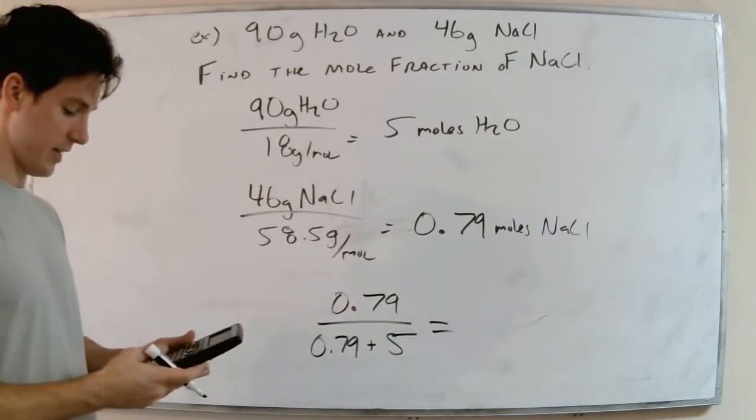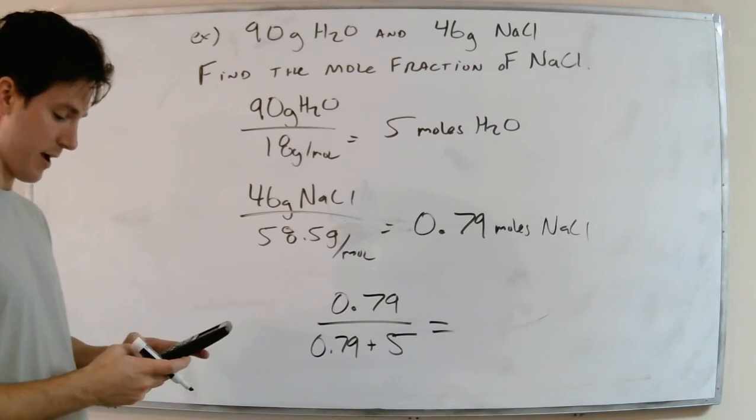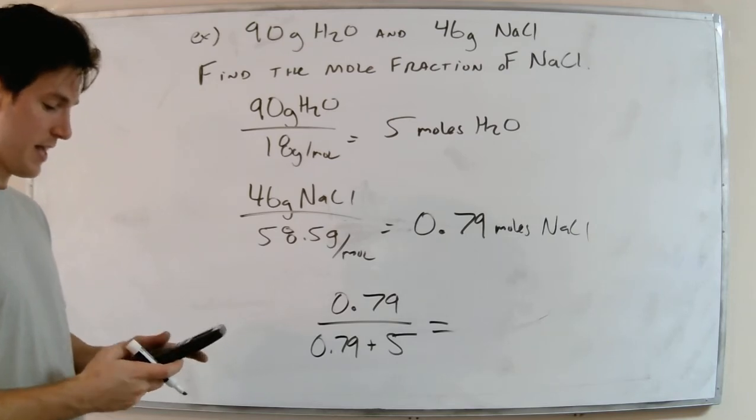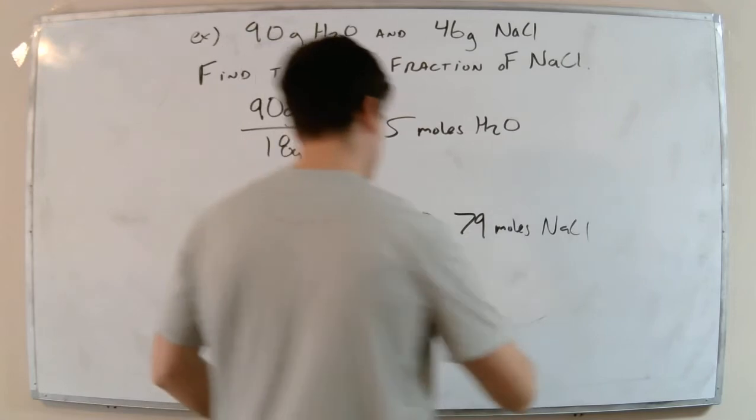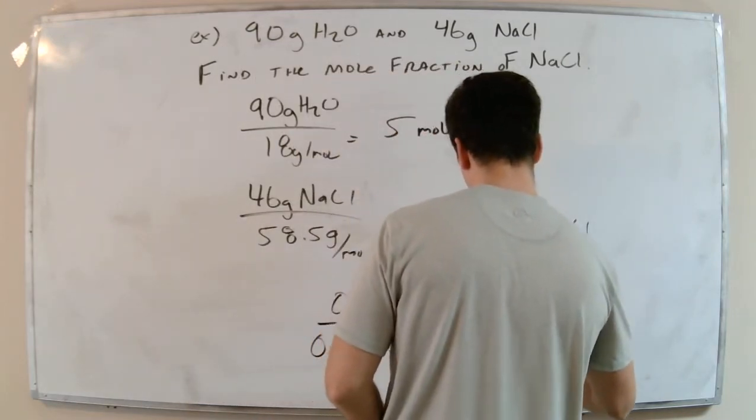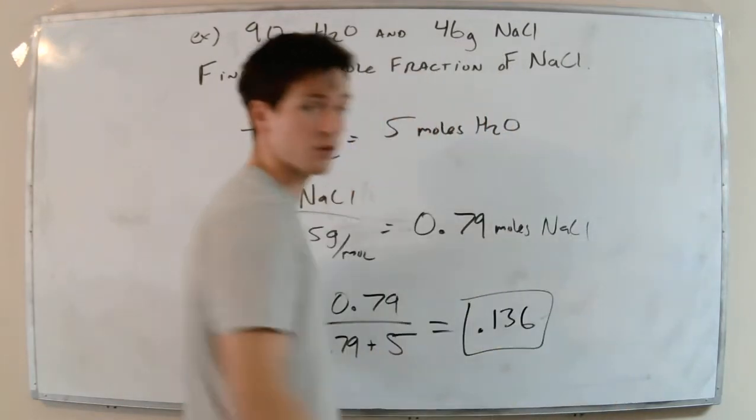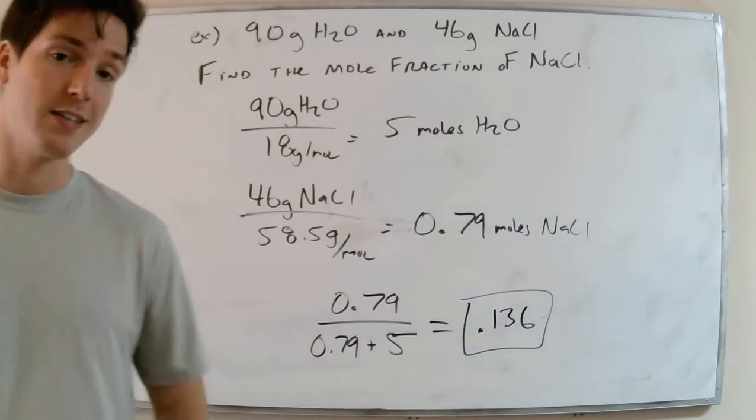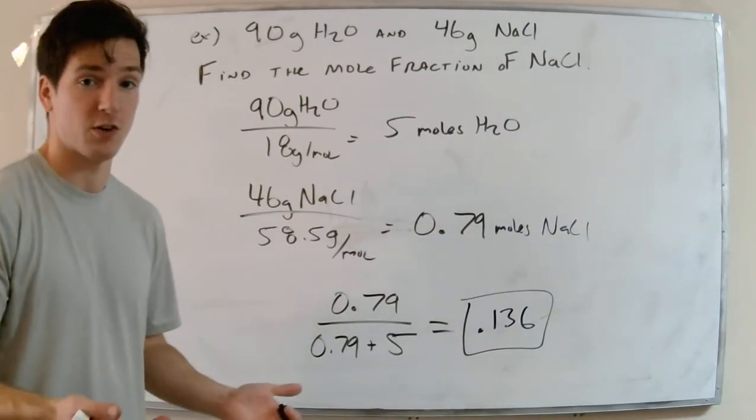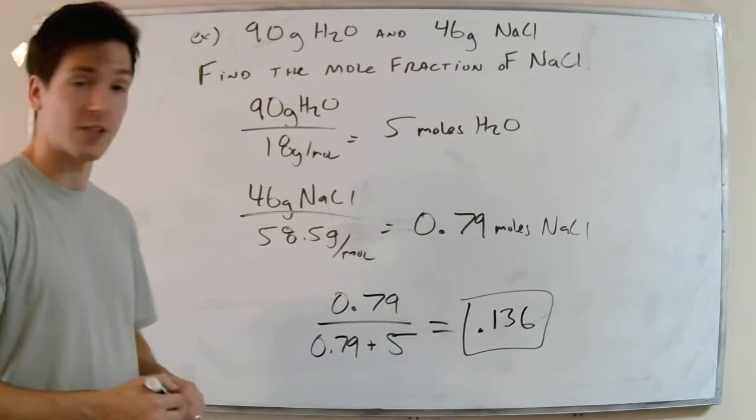So let's take 0.79 divided by 0.79 plus 5, and we will get a mole fraction of 0.136. No units, and no need to times it by 100 because it's not a percent, it's just a fraction, a decimal. So that's it for mole fraction.